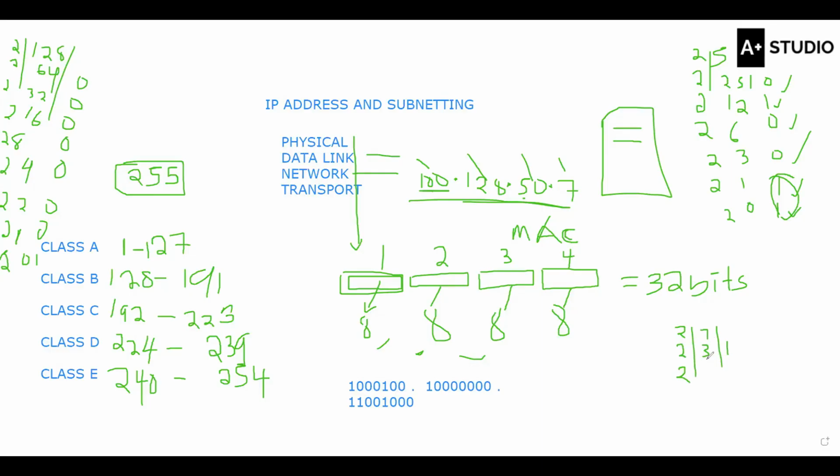And then 2 can go into 3, 1 time. Remainder 1. And then 2 can go into 1, 0 times. Remainder 1. Okay. So moving from here, we have only 1 1 1. And then the rest all becomes 0. So if we are to write it right here, it becomes 1, 1, 1, and then 1, 2, 3, 4, 5.